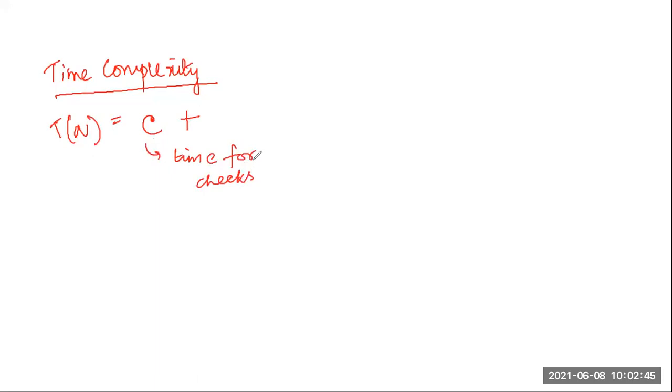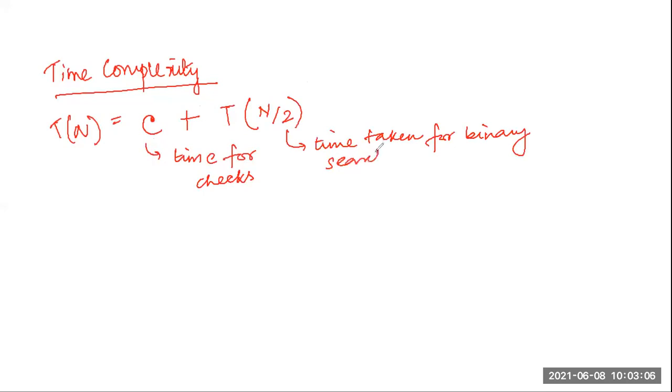Okay, and each time we are breaking the entire array by 2, right? So this is the time, suppose I am indicating, which is taken by binary search recursion. Okay, suppose this is our equation number 1.